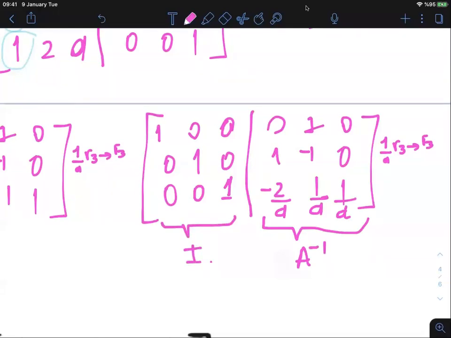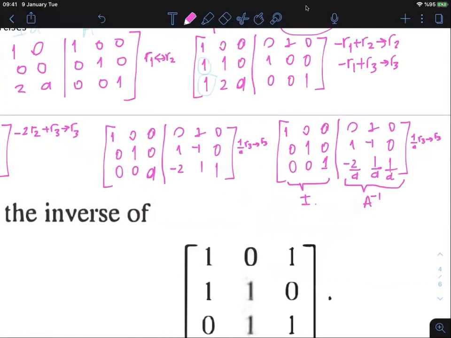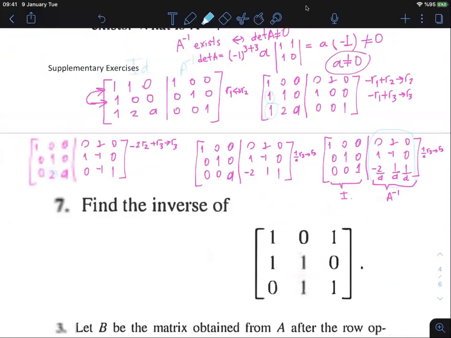So if you remember, we said that if we can carry out this operation, then the matrix is invertible, and what we obtain on the right is the inverse matrix. If we cannot carry this operation, then the matrix has no inverse. Okay. So in this case, the inverse matrix is given by this part. This part is the inverse. Any questions?